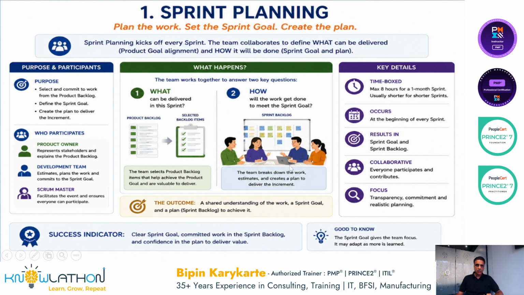A shared understanding of the work, a sprint goal, and a plan to achieve it. This is the result of the sprint planning, right? Key details: it is a time boxed event, maximum 8 hours for a 1 month sprint, usually shorter for shorter sprints. It occurs at the beginning of every sprint and results in a sprint goal and sprint backlog. So now out of the product backlog, this becomes my sprint backlog, right?